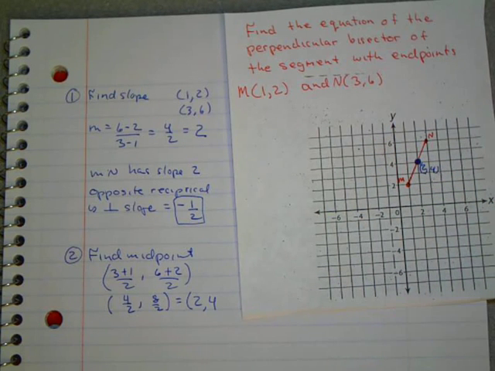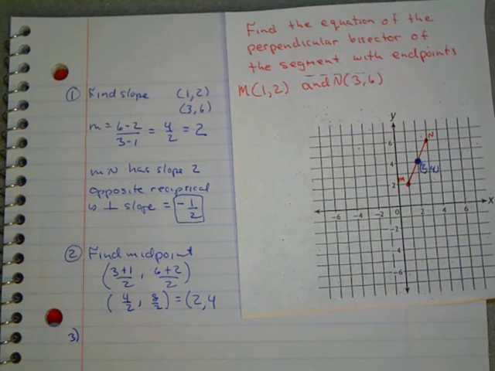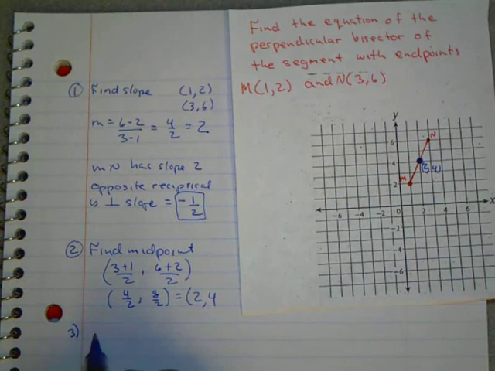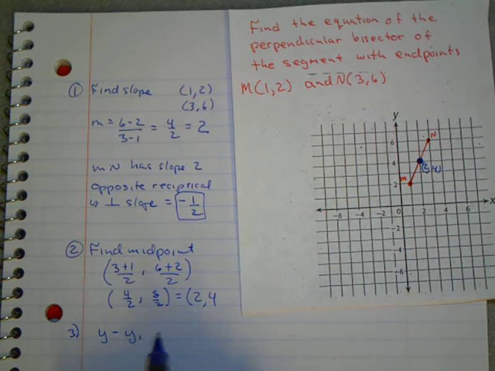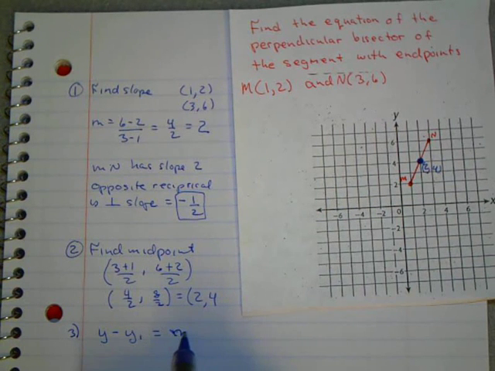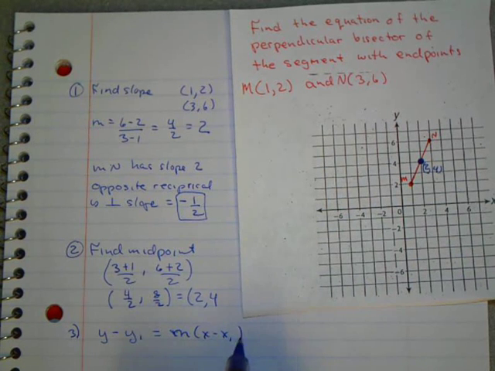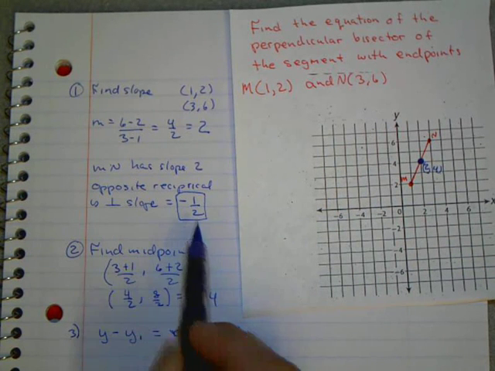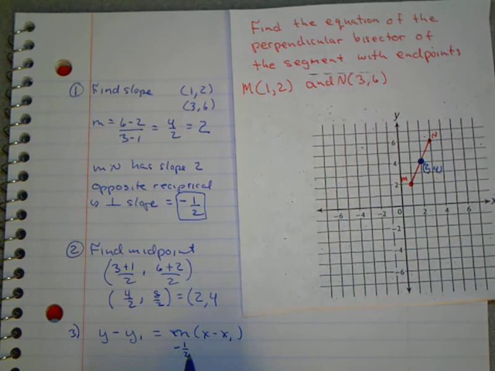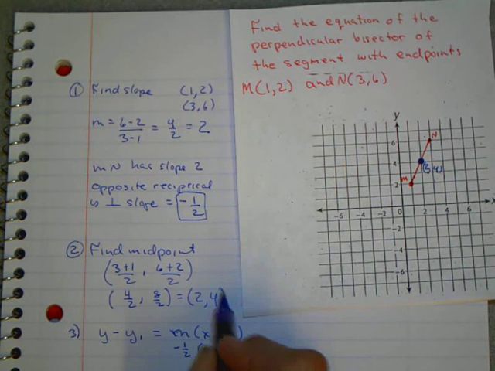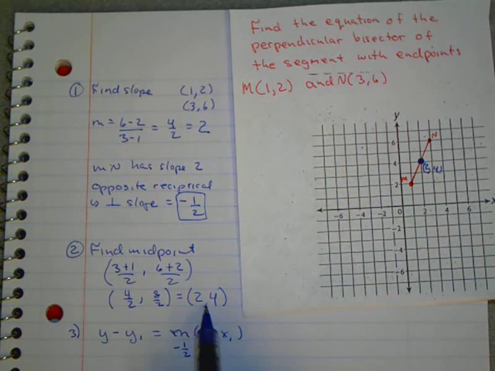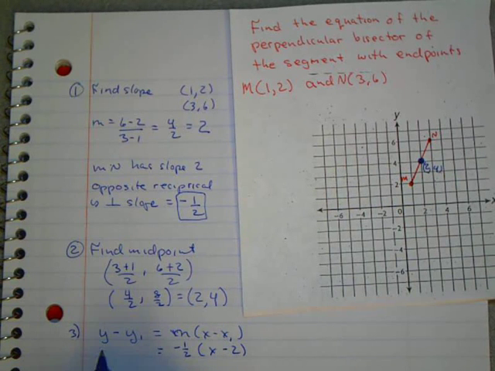So now I can write my equation. If you think point-slope form, y minus y sub 1 equals m times x minus x sub 1. I have a slope, negative 1/2, that'll go in place of m, and I have a point: x sub 1 is going to be 2, so x minus 2 here, and y sub 1 is going to be 4, so 4 is going to go here.